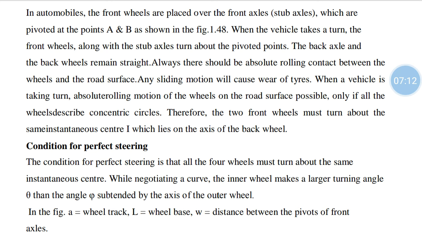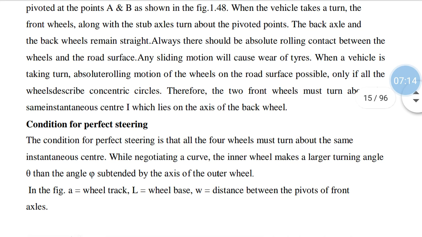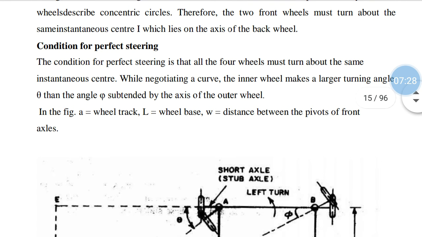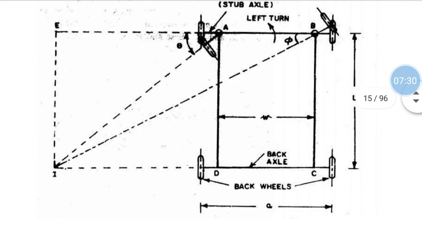When a vehicle is taking a turn, absolute rolling motion of the wheels on the road surface is possible only if all the wheels describe concentric circles. Therefore the two front wheels must turn about the same instant center I. As I told, the same instant center. This wheel A, wheel B, wheel D and wheel C will coincide at one point. It is taking a turn, and then only the vehicle is taking the turn properly.